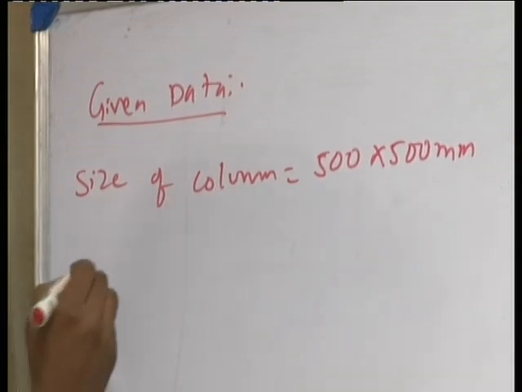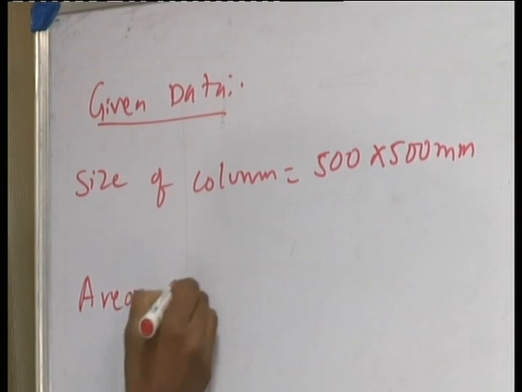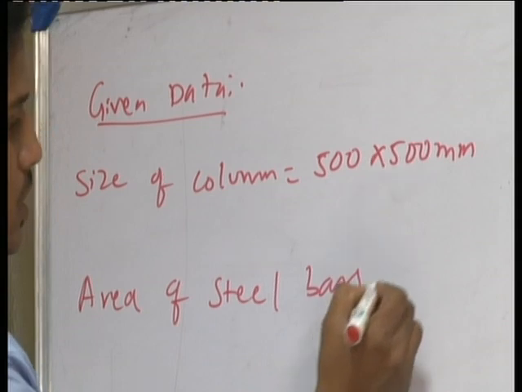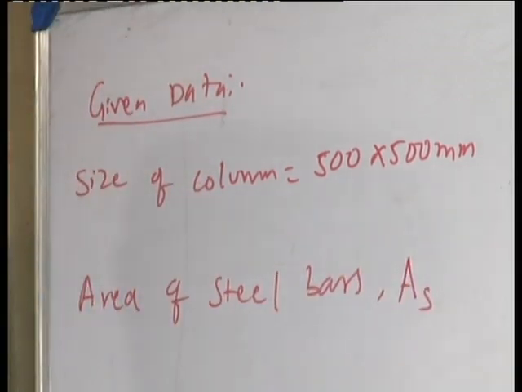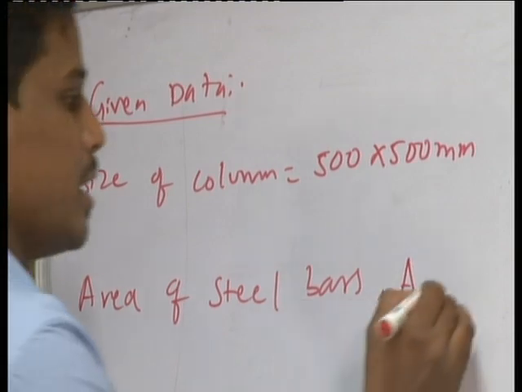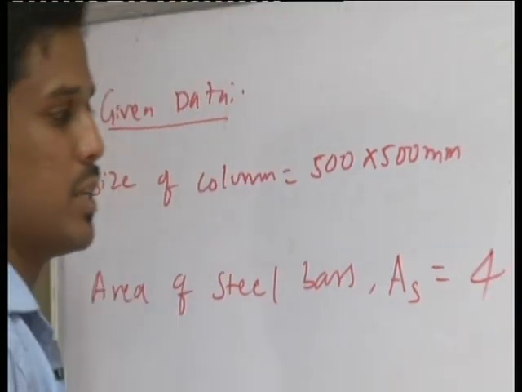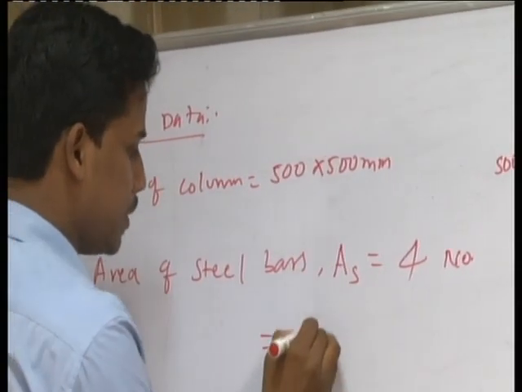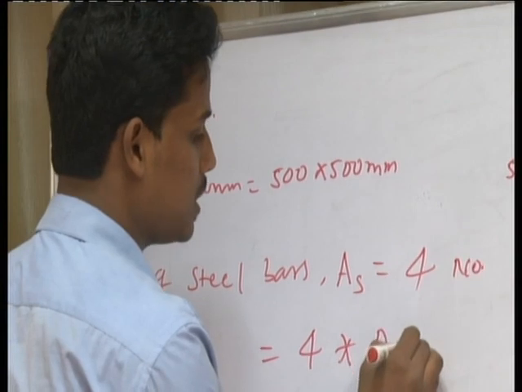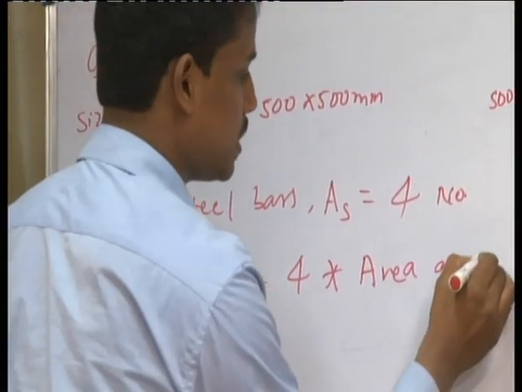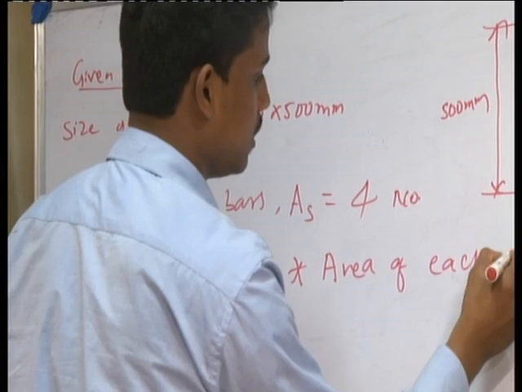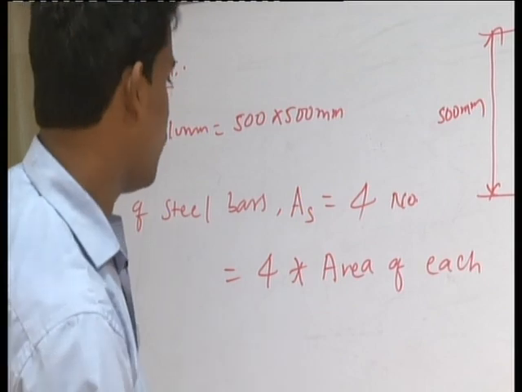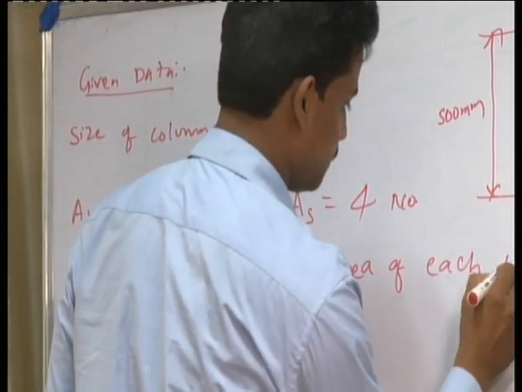Another thing is the area of steel bars, which we call As. We are given 4 bars, so As is 4 times the area of each bar. If you calculate the area of one bar and multiply by 4, we get the area of 4 bars.